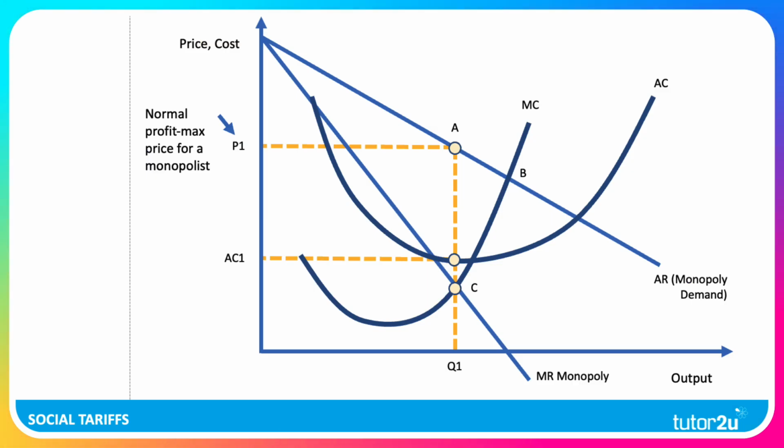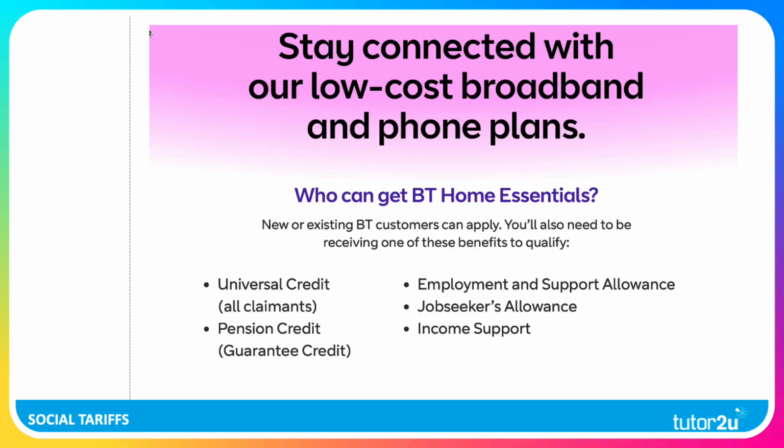Now, normally a monopoly can set a profit maximising price of P1, the unit cost is AC1, and they can make a high level of profit. Of course, we know that monopolies also engage in price discrimination. So for the same service, or something pretty much the same, they charge a lower price for some groups, and perhaps a higher price for others. Well, with a social tariff, they charge a lower price.